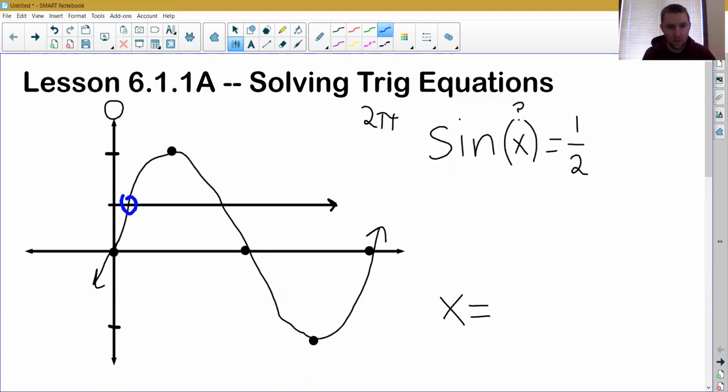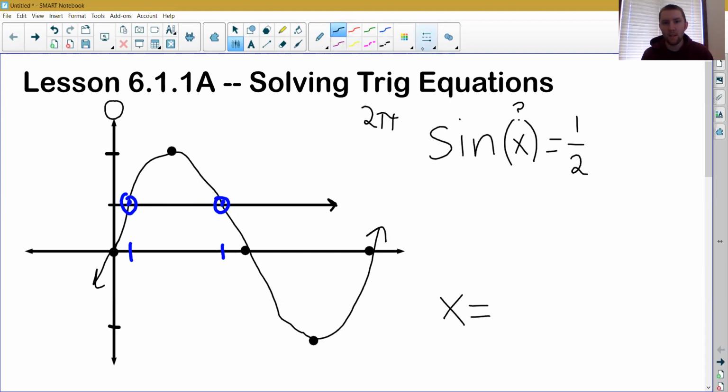Those two are right here and right here. If I drop them down, right about there and right about there, obviously my graph isn't perfect, but these two x values are points of intersection for these two graphs. So these are both locations where the sine of x is equal to 1/2.